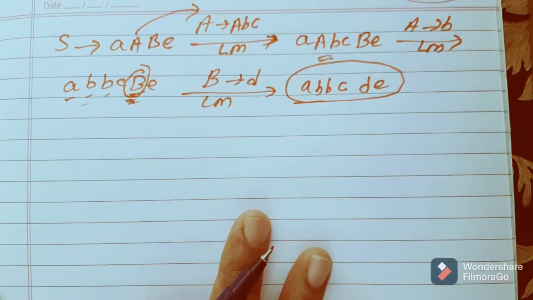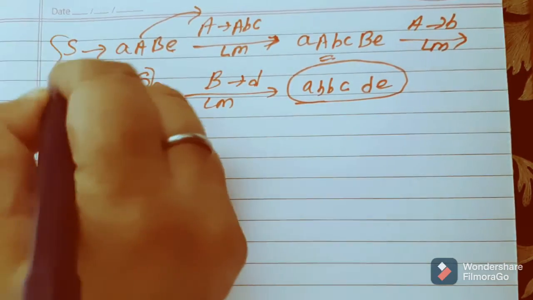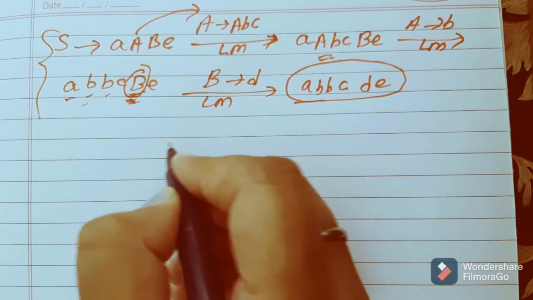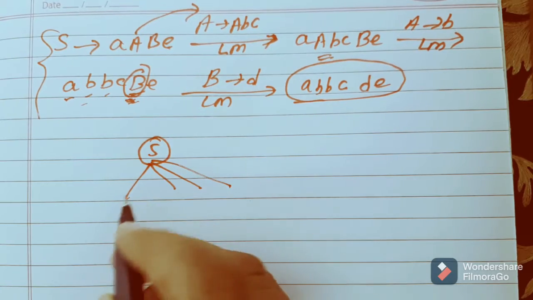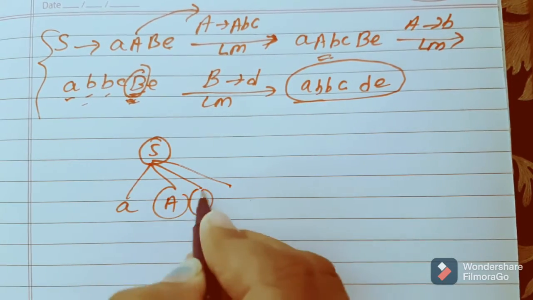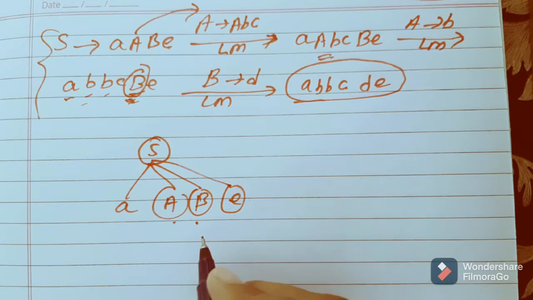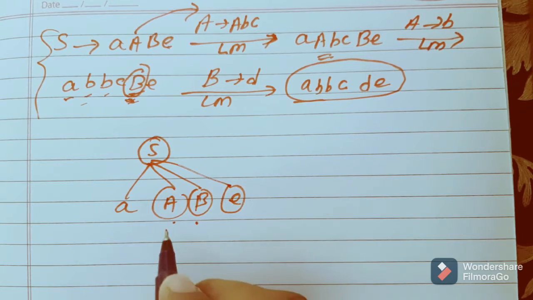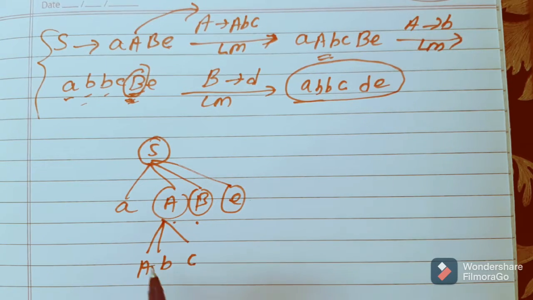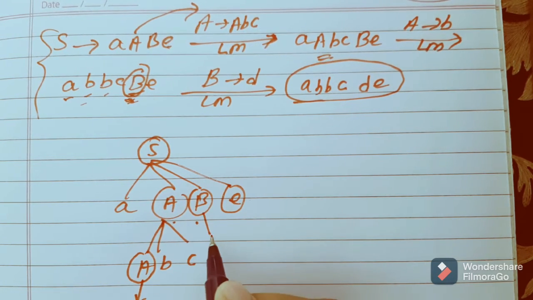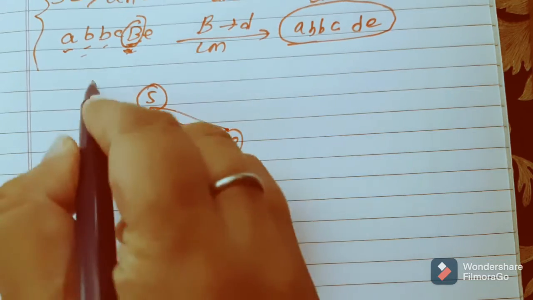And now I am going to make a parse tree. According to this leftmost derivation, I will design the parse tree. I will start with the starting symbol, and now this has the children A, B, E. All these are internal nodes. Then I replaced this by A, B, C, three children, and now this A was replaced by B, and after that this B was replaced by D. So this is all about the parse tree.